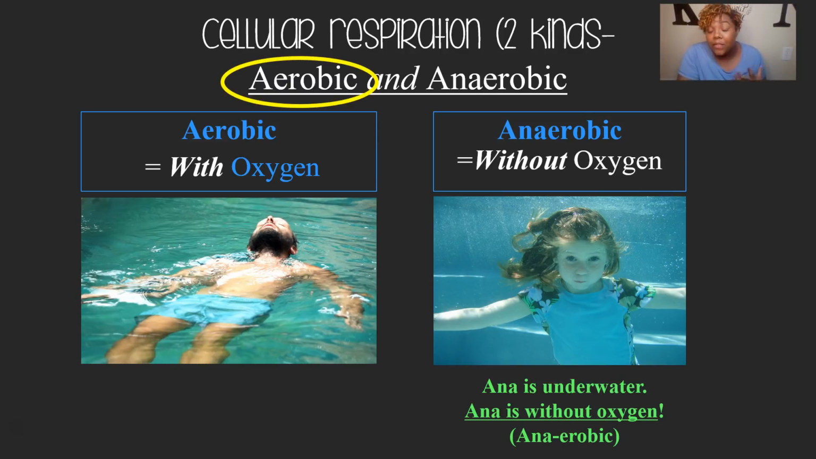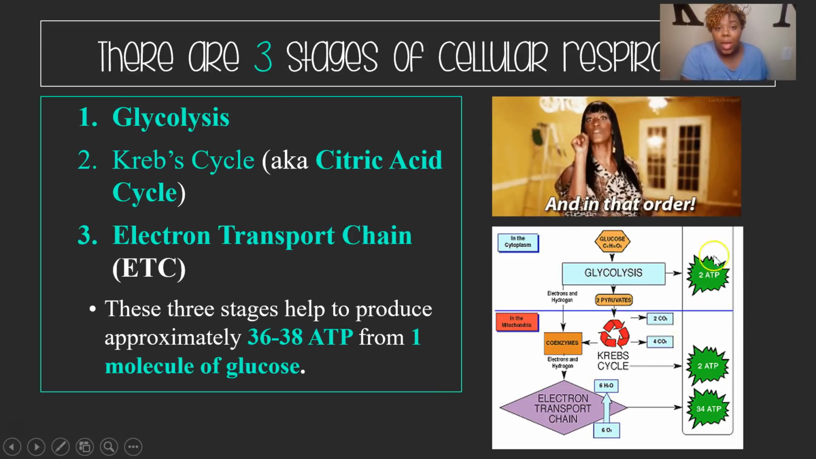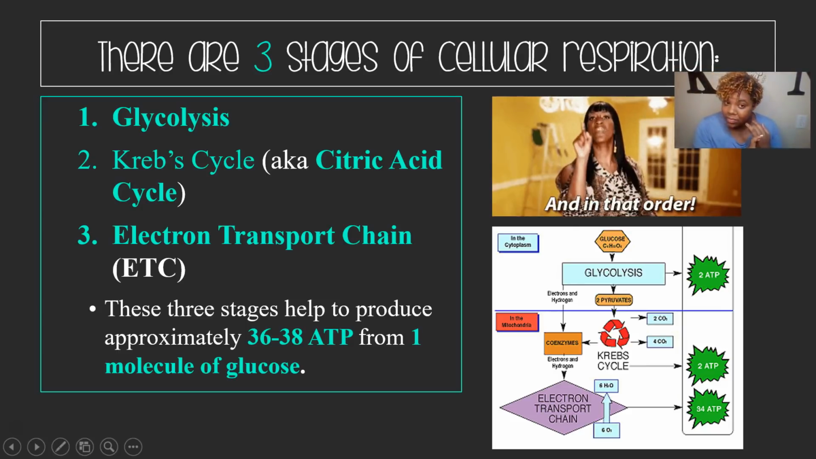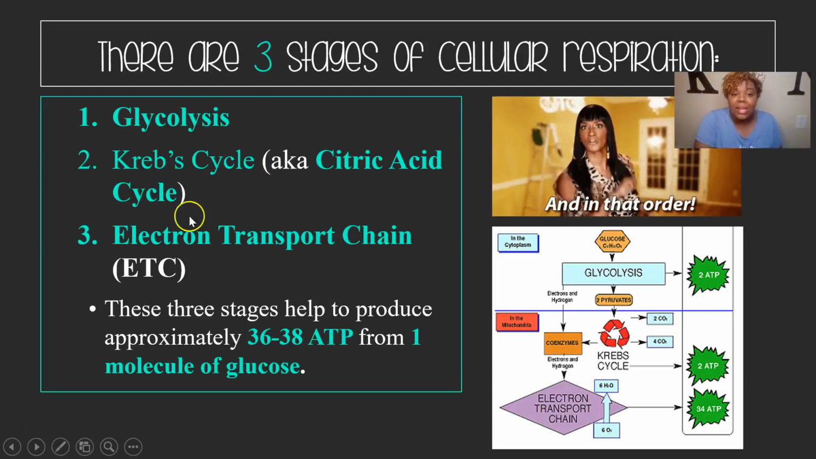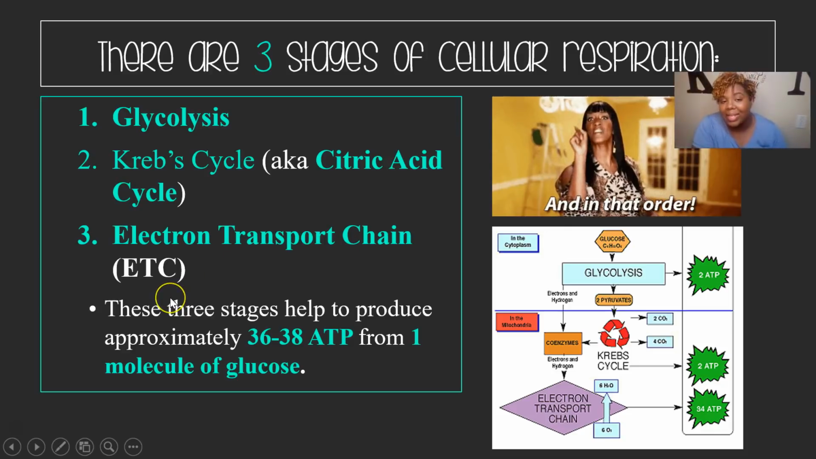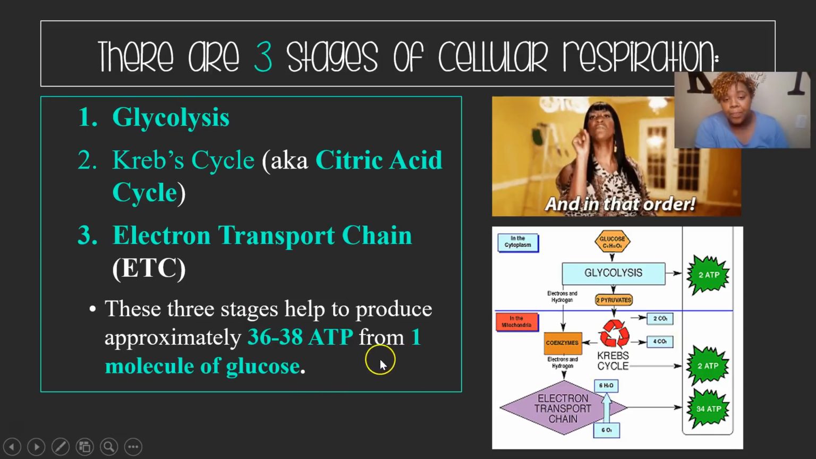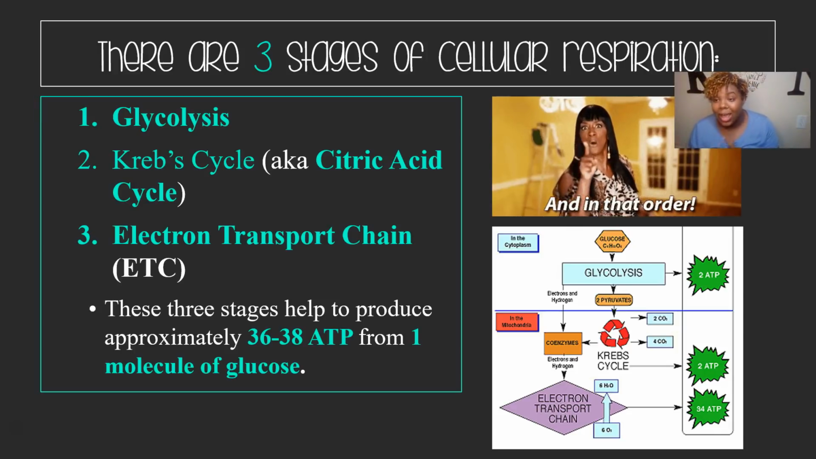So the one that we're going to focus on in this video is just aerobic respiration. So there are three stages to cellular respiration. We have glycolysis, the Krebs cycle, aka the citric acid cycle, and the electron transport chain, which you may see me abbreviate as ETC. So these three stages, and please write all of this down, help to produce 36 to 38 ATP, so energy, from one glucose molecule. So that one molecule helps make 36 to 38 ATP. And it's in that order.